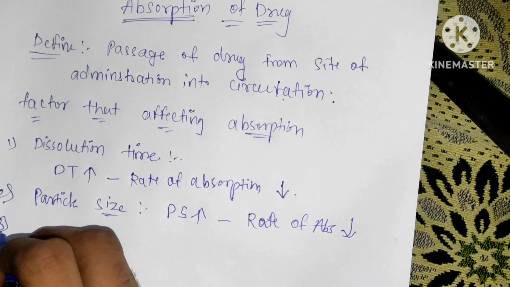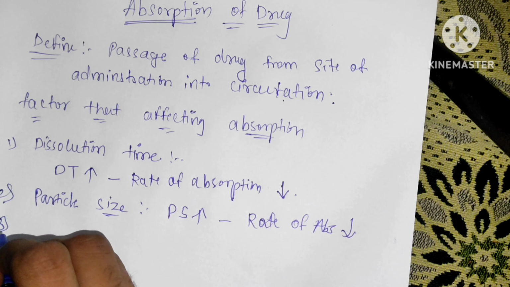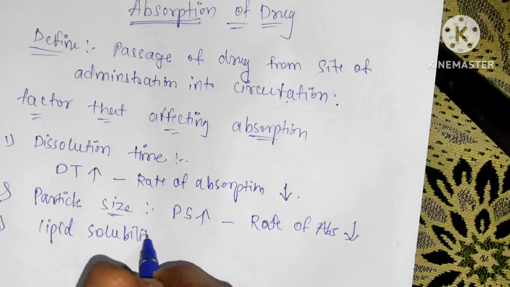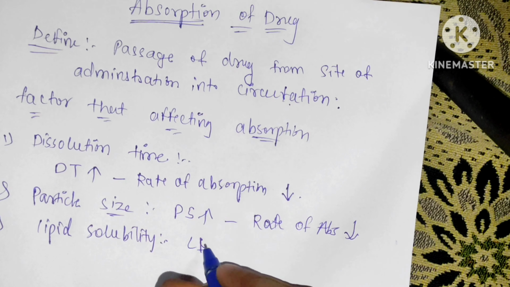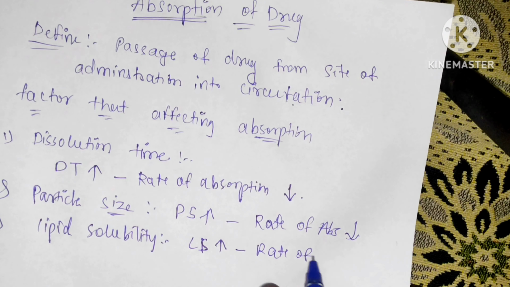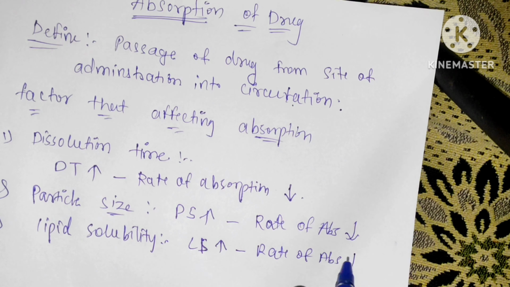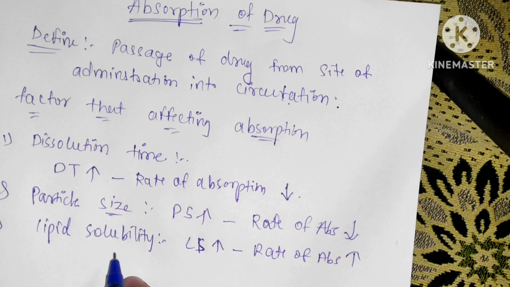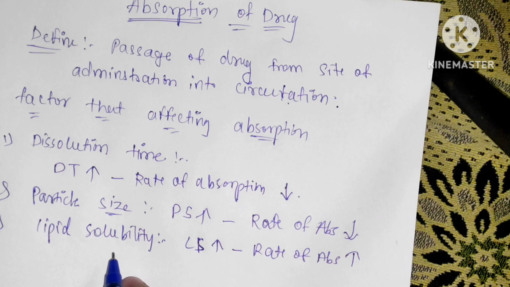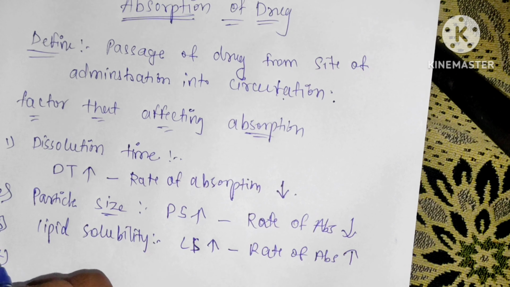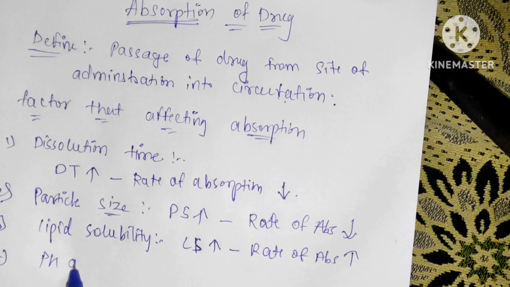Then third factor is lipid solubility. As the lipid solubility increases, the rate of absorption is going to increase, because the membranes are lipid soluble. So the drug which has more lipid solubility will have a greater rate of absorption. Then the next one is pH and ionization.